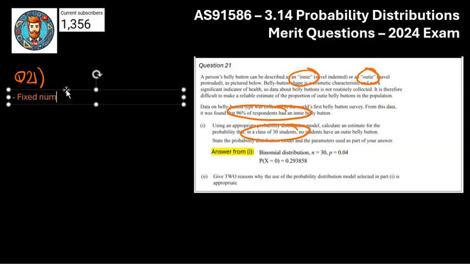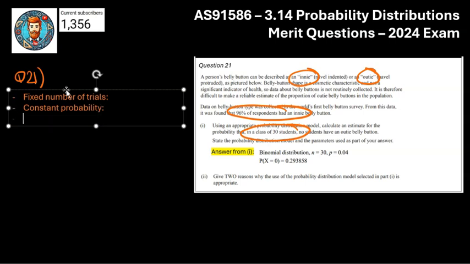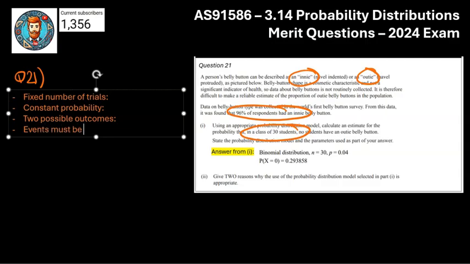The first thing was there needed to be a fixed number of trials. There needed to be a constant probability. There need to be two possible outcomes. And then finally, the events must be independent of each other.